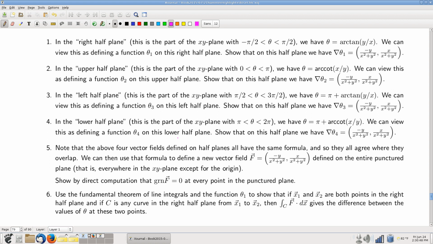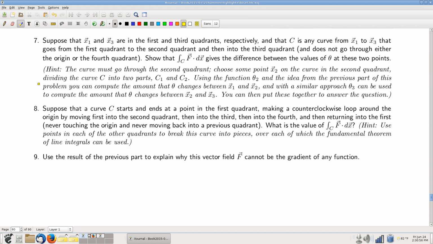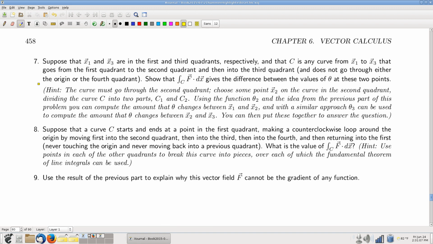All right. So that was part 6. Part 7. Suppose x1 and x3 are in the first and third quadrants, respectively. And C is any curve from x1 to x3 that goes through the second quadrant and then into the third quadrant. It doesn't touch the fourth. So again, the punchline is the line integral gives the difference between the values of theta at those two points.